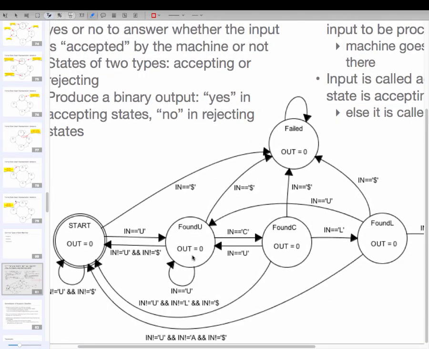Okay, I have not seen any character. That's the start state. Output is going to be 0. Actually, output doesn't really matter. I've not seen the dollar sign, but I'm going to put output equal to 0. I really don't care.